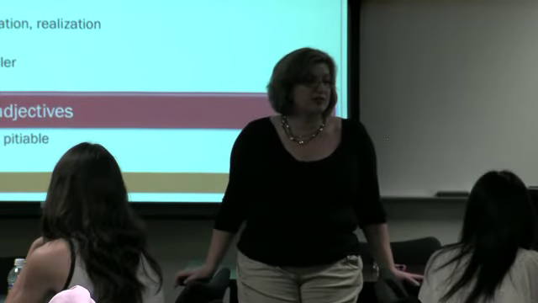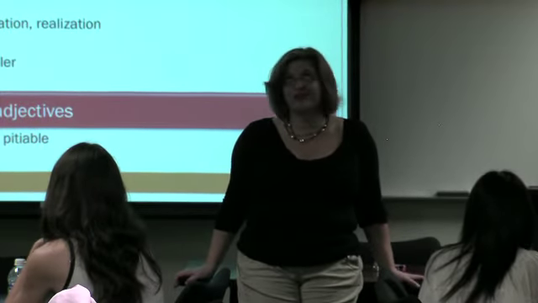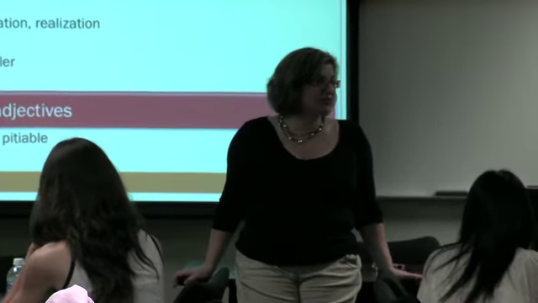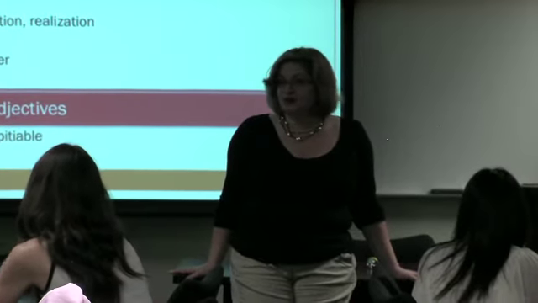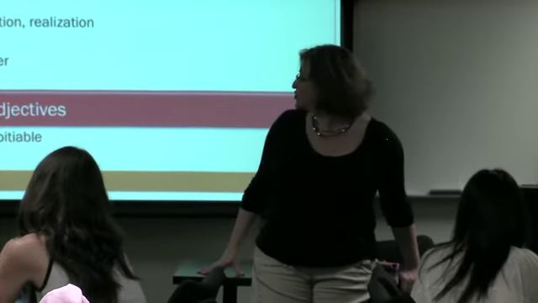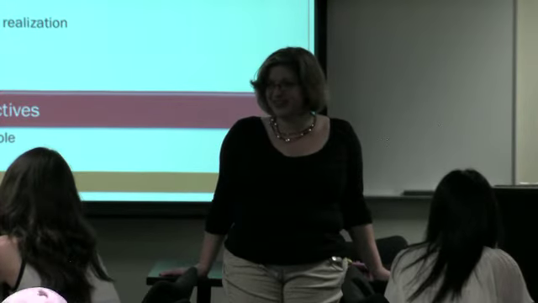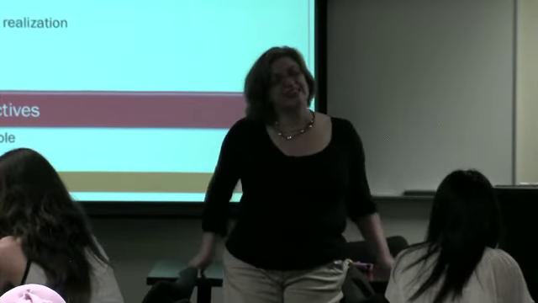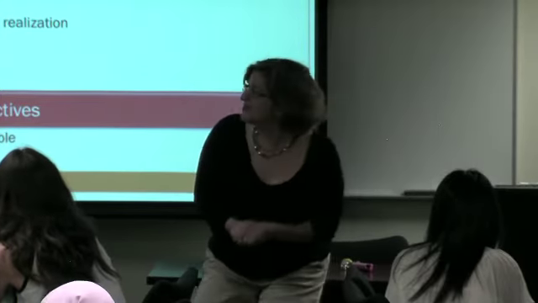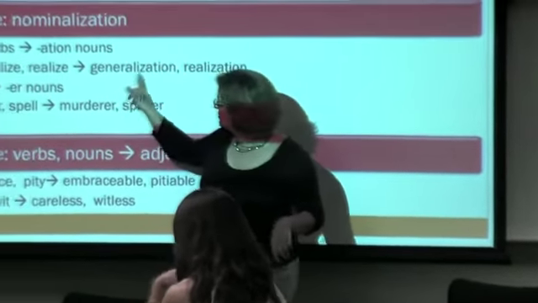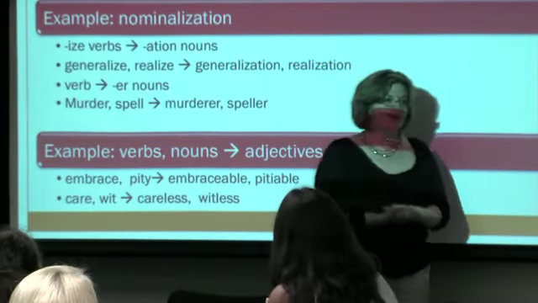What does the derivational suffix mean? One who. So the murderer is one who murders. Gosh, that's not a very nice example now that I'm thinking of it. Speller, one who spells. Baker, one who bakes. Doer, one who does. What can we say about the -ization one?